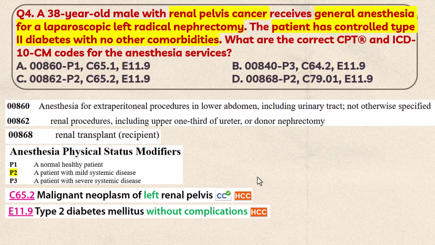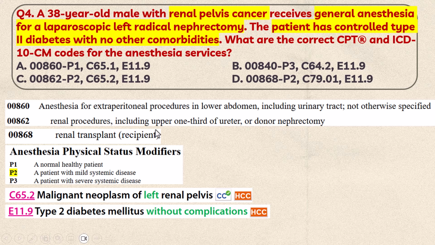So let's go to the code. 860 is anesthesia for extraperitoneal procedures in lower abdomen, including urinary tract, not otherwise specified. But 862 is renal procedures, including upper 1/3 of ureter or donor nephrectomy. In this case you can see the patient has renal pelvis cancer and radical nephrectomy here. So the 862 code may be relevant. But 868 is renal transplant recipient. This is not a renal transplant case. This is nephrectomy, removing of the kidney. So the correct code will be 862.